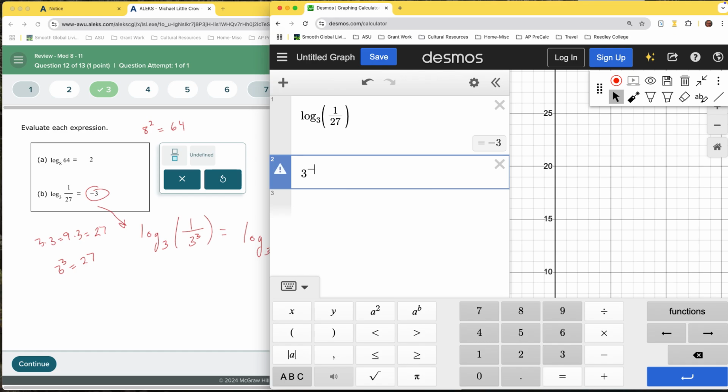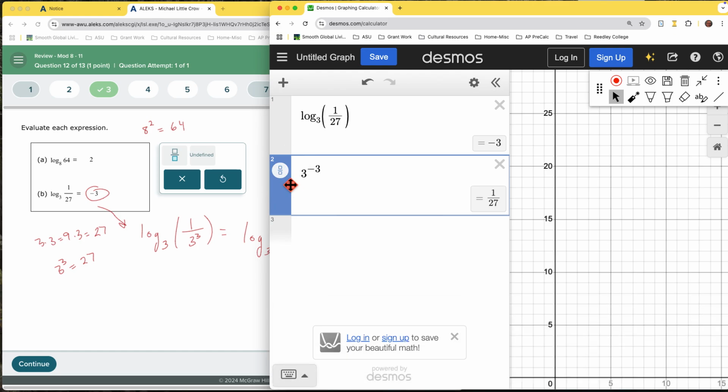3 raised to the negative 3 power. Now the thing is it gives me this number. How do I know that's 1 over 27? Well, Desmos keeps updating. I can put that as a fraction if I click here. A few little tools, right? That means turn it to a fraction. Oh, I don't want the fraction. There's the decimal. Cool, right? A lot of things you can do with Desmos. Anyway, there's our answers, and we're good to go on this one. Thanks.